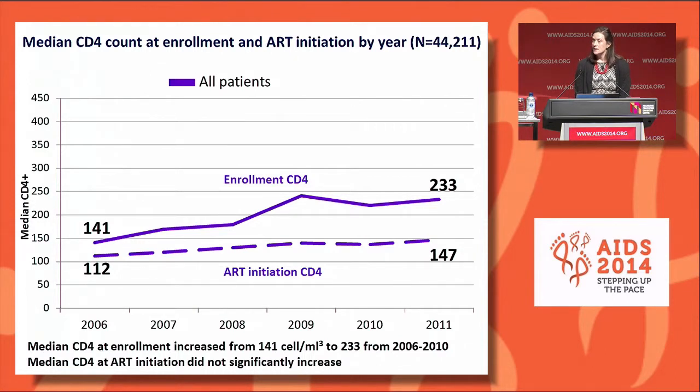Here we can see the median CD4 count at enrollment and at ART initiation for the 44,000 plus patients in our cohort who had CD4 at enrollment and at ART initiation. And we can see that CD4 increased significantly from 2006 to 2011 overall. However, ART initiation CD4 did not increase during this time period.